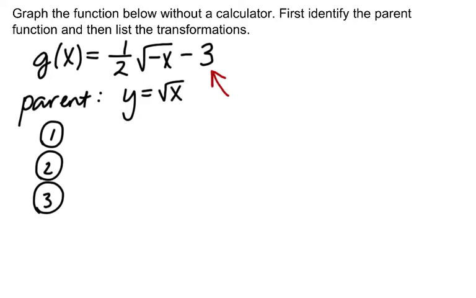So the minus 3 here, because it is outside of the radical, not inside the square root, is going to be a vertical shift, and because it's negative, it's going to be a shift down 3. Now, the 1/2 in front of the parent function, getting multiplied by the parent function, is going to be impacting the y values. Each y value is going to become half as big, so that's going to be a vertical compression.